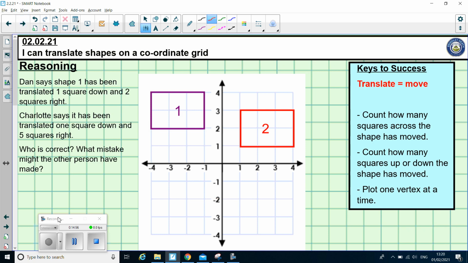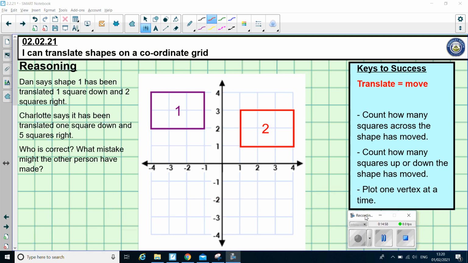Okay, everybody, hopefully you got on all right on maths.co.uk. We're going to have a look at a reasoning question now then. So Dan says shape 1 has been translated 1 square down and 2 squares to the right. Charlotte says it has been translated 1 square down and 5 squares to the right. Who is correct? And what mistake might the other person have made?